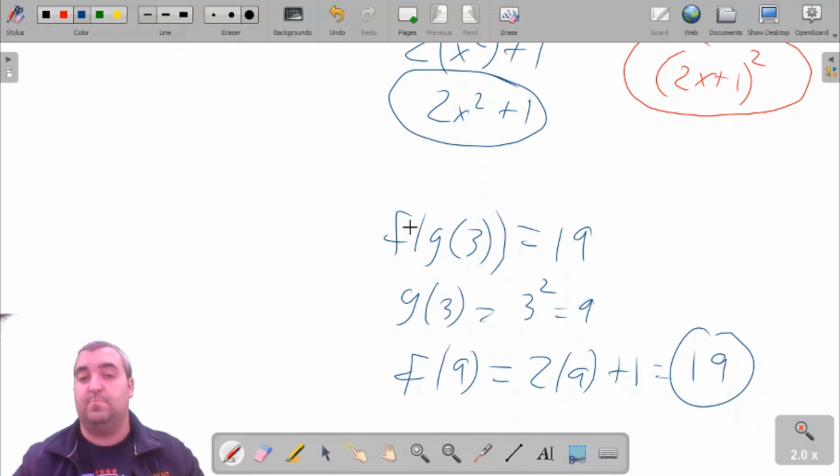And technically you can compose multiple functions, more than just two. So you could have like h of f of g of 3. Start with the inside, figure out what it is, substitute into the next level, substitute into the next level until you're done.